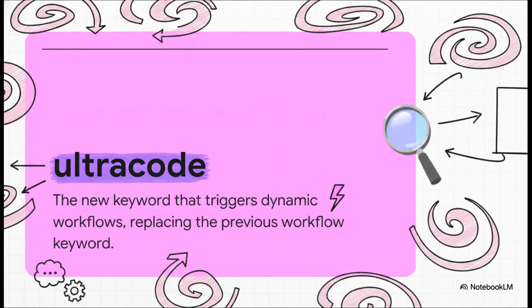And finally, we have a little terminology shift you definitely need to be aware of. The keyword used to trigger dynamic workflows has been renamed. It is no longer workflow. The new keyword is ultracode. When you type ultracode, you're going to see it highlighted in violet right in your prompt input, signaling that the dynamic workflow is locked in and active. Now, don't worry if you just want to describe what you want in plain conversational language, that still works perfectly. But if you want to explicitly trigger that specific dynamic mode, ultracode is your new violet highlighted standard.